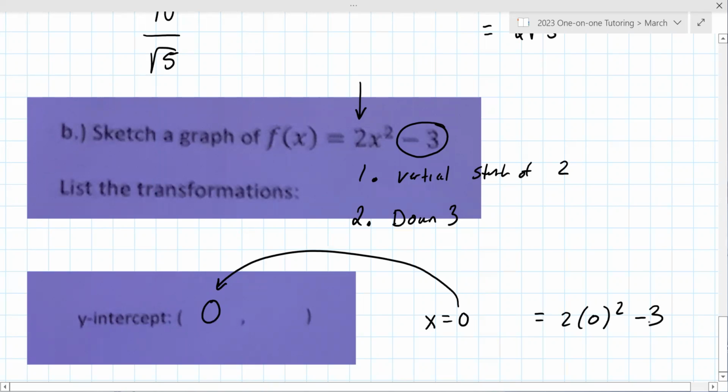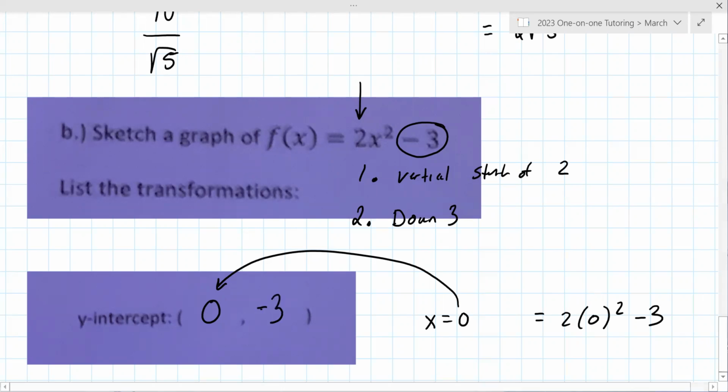You're putting 0 in for x. Wait, what do you mean? See the x up here, 2x squared minus 3, you're putting 0 in for that x. Oh, okay. So x is 0, it just becomes -3. Good.